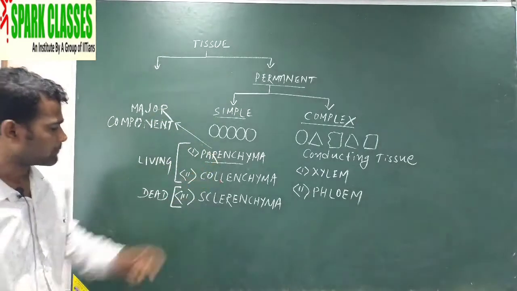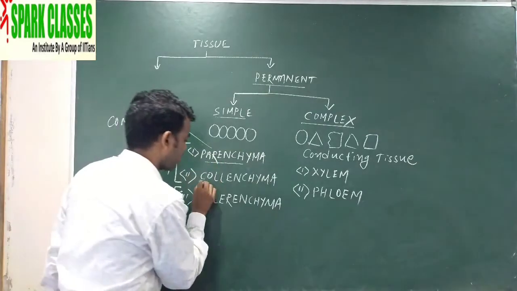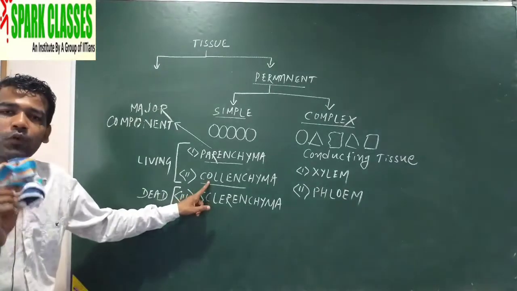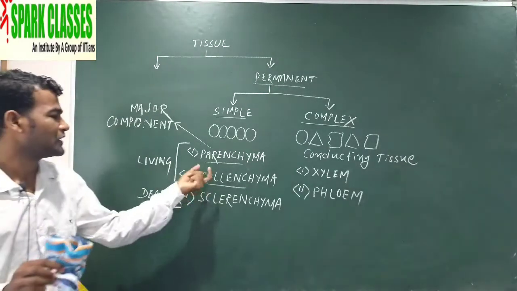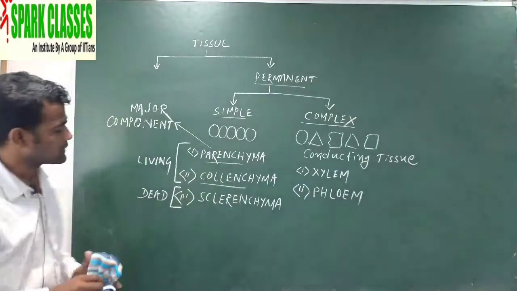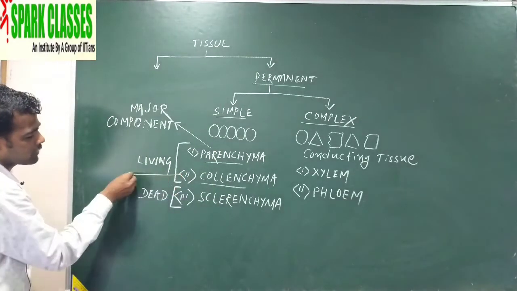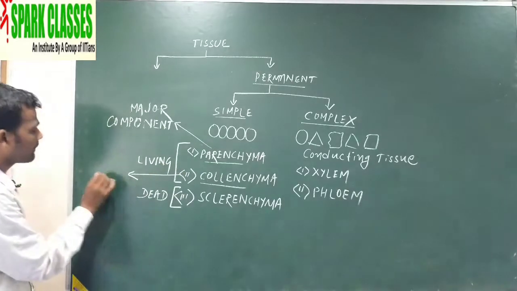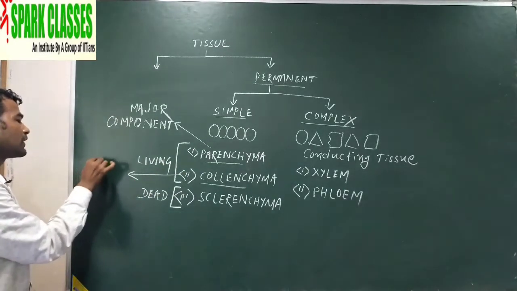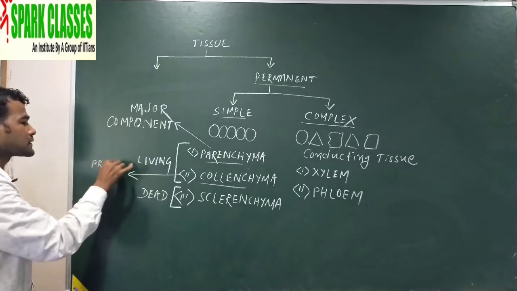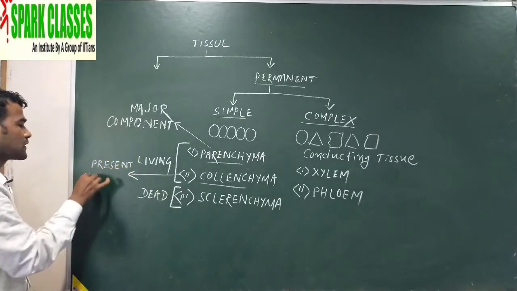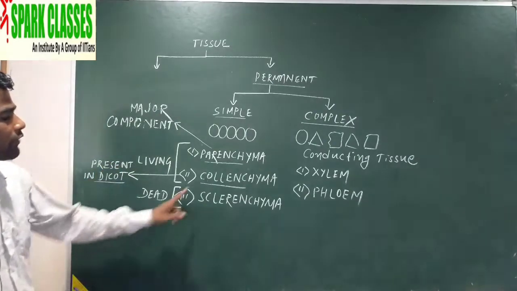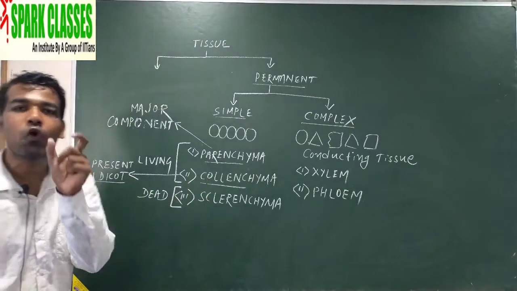That is parenchyma. And a second important characteristic, of collenchyma. What is the important characteristic of collenchyma? This collenchyma is not found in monocot, it is only found in dicot. Both parenchyma and collenchyma are living, but collenchyma is only present in dicot plants, not in monocot. Collenchyma is only found in dicot, and it is found in young stem and leaf.